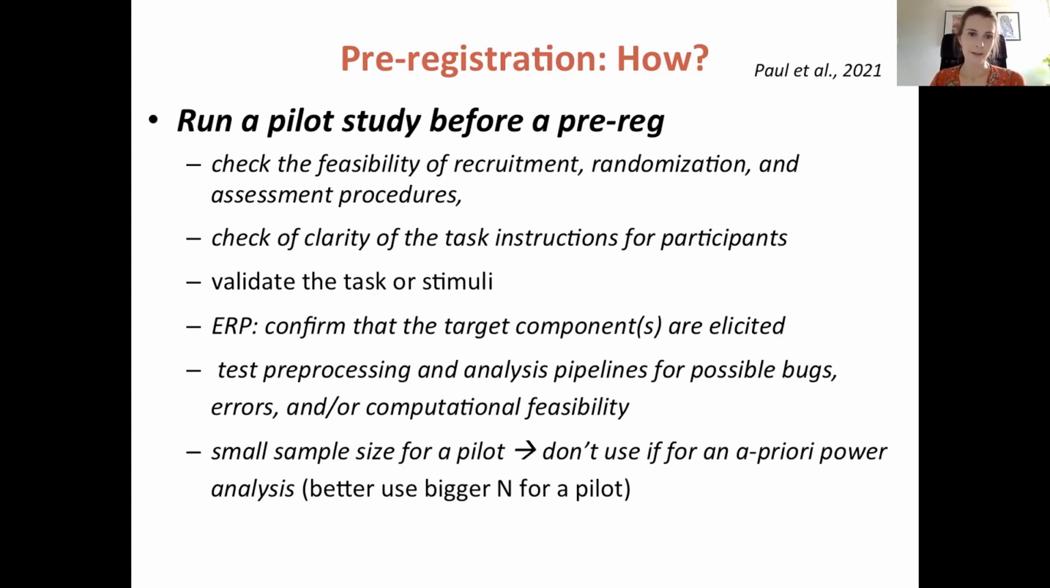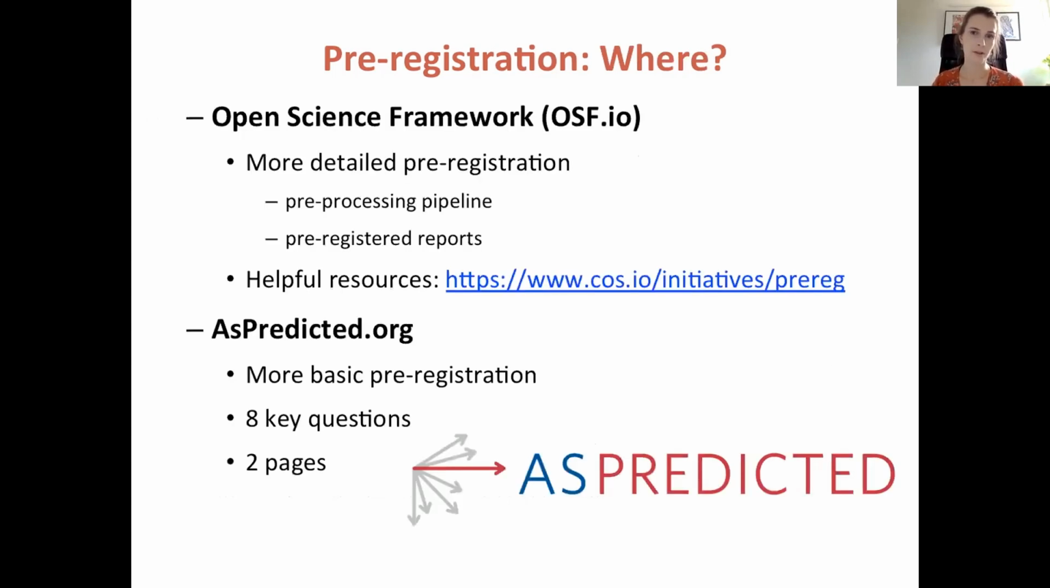And okay, the final thing is where you can register. There are different platforms where you can register your study. The more detailed registration could be done via Open Science Framework. So you can register your preprocessing pipeline, and also you can write a pre-registered report, which is more extensive than just pre-registration at aspredicted.org.